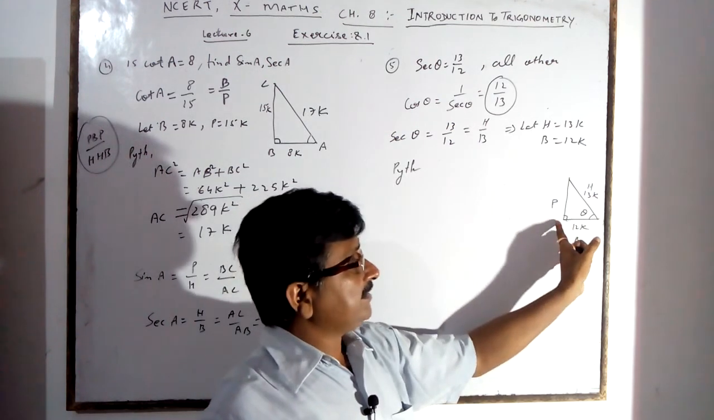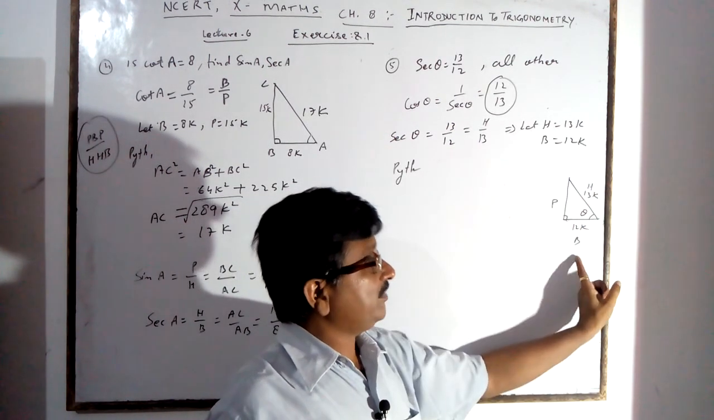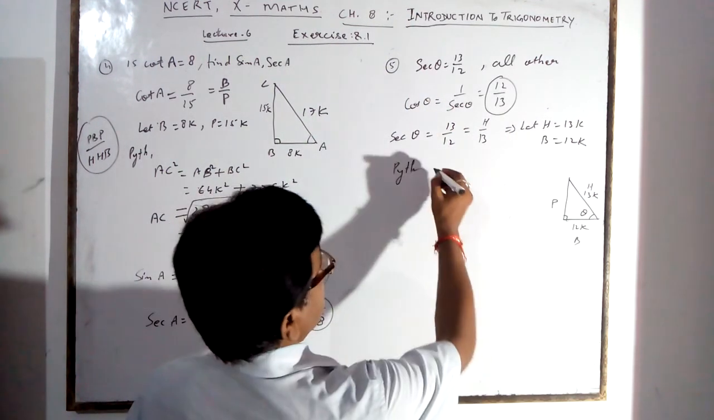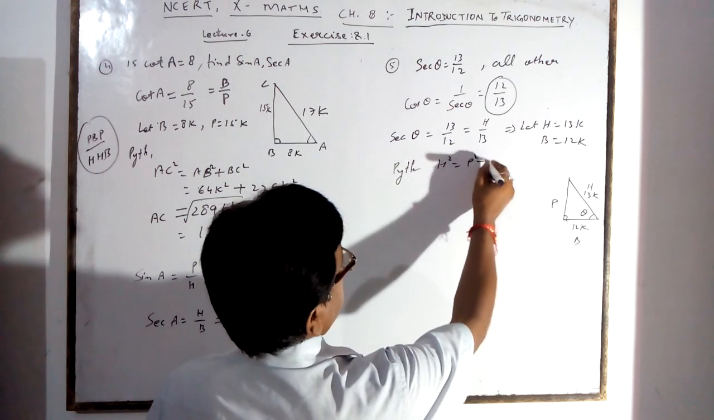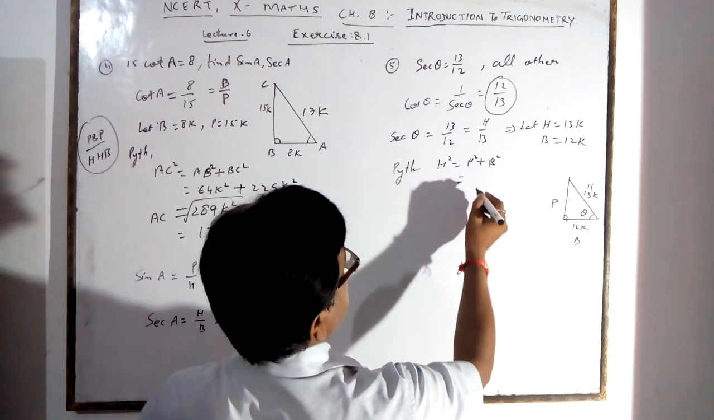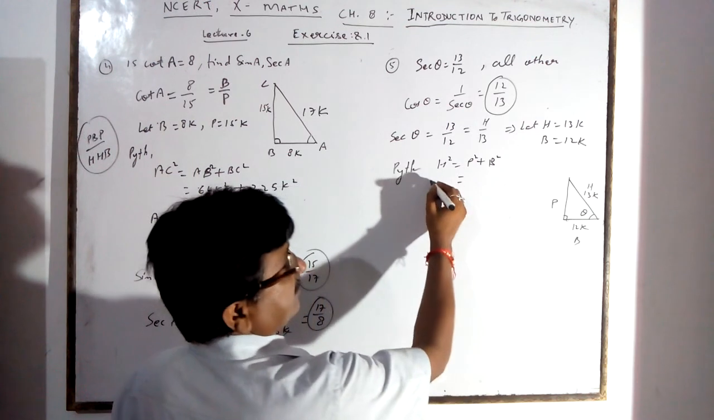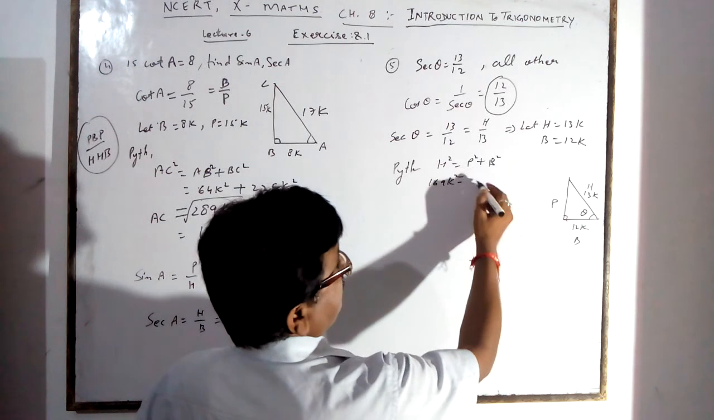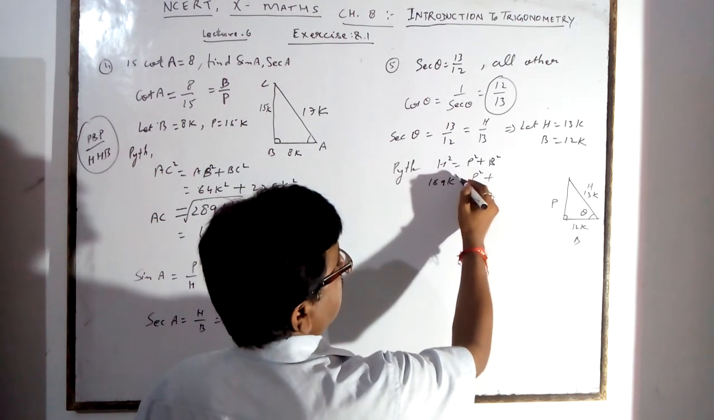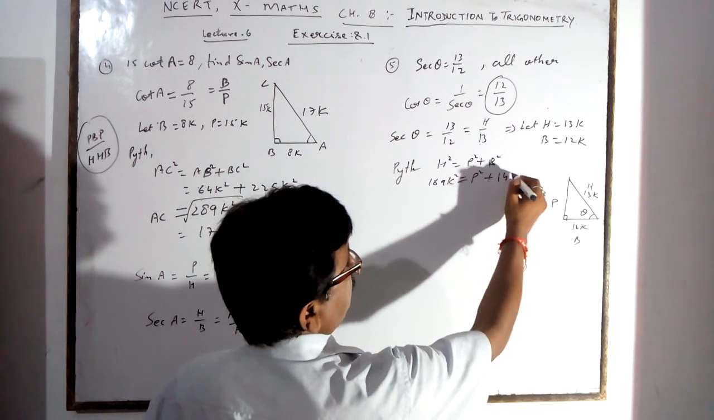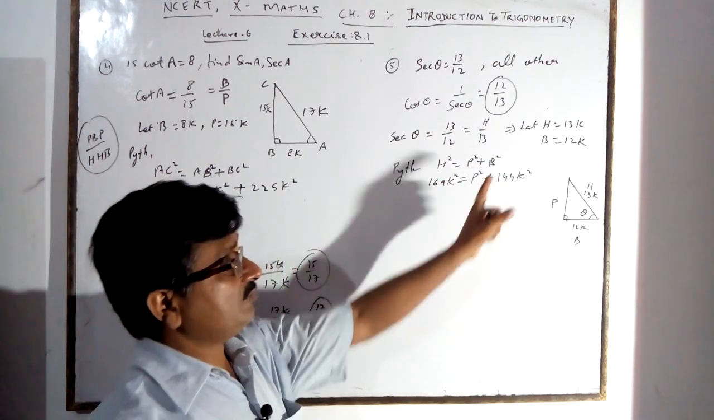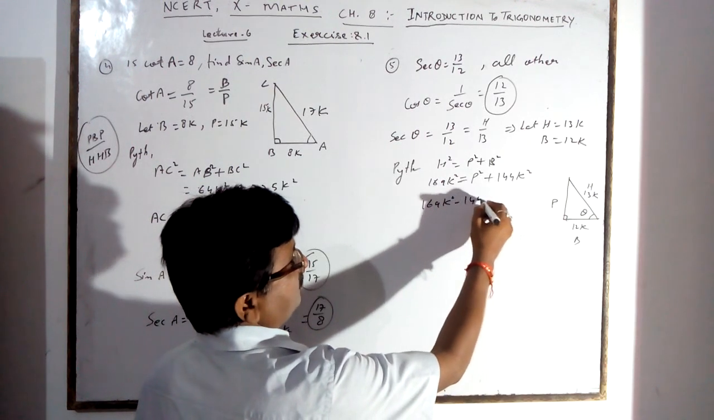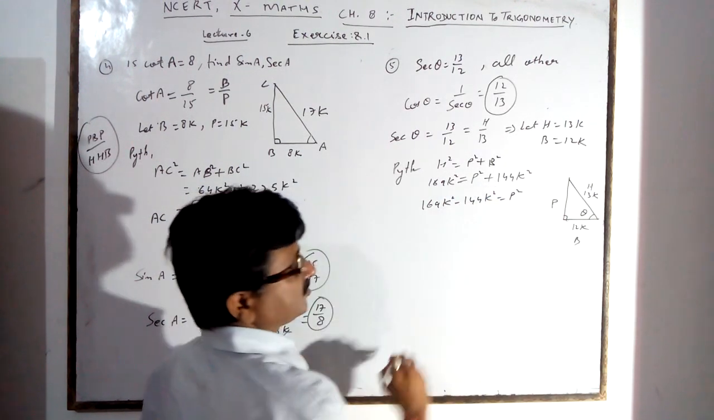For this, theta is 90, so suppose it is perpendicular, hypotenuse, base is given, bisect theta. Without a figure also you can draw it and solve it. H square is equal to p square plus b square. What is the p? What is the h given? 13k, 13 square is 169k square. P you want to find out, and b is given, 144k square. 12 square is 144. So 169k square minus 144k square is equal to p square.